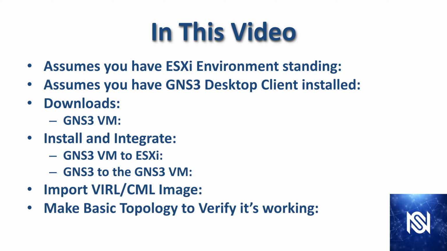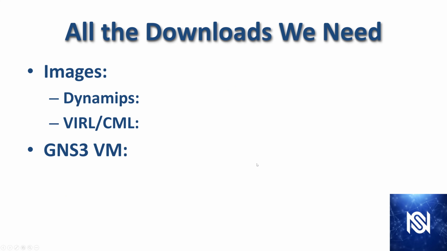We're going to download the GNS3 VM, then install and integrate the GNS3 VM to ESXi, and then integrate GNS3 to the GNS3 VM. Then we'll import the CML images and make a basic topology to verify that it's working. And just to reiterate, the only downloads that we need for this video are going to be some type of images for the devices, whether it be the dynamips legacy images or the CML images, and then the GNS3 VM.